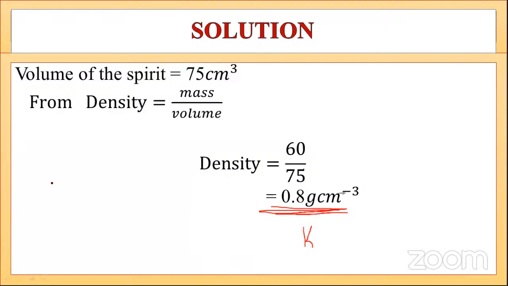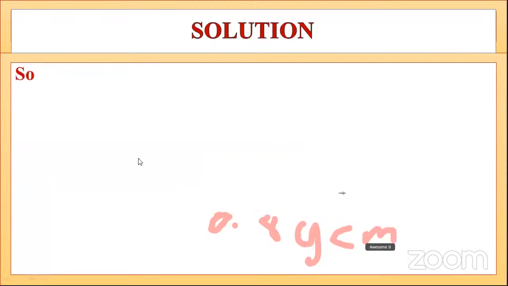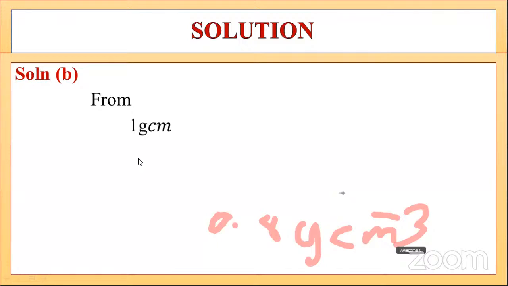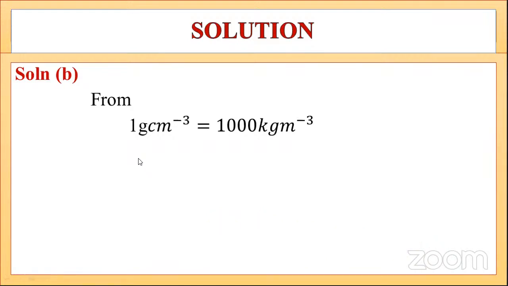Remember we said 1 gram per centimeter cubed equals 1,000 kilograms per meter cubed. Who can tell us what 0.8 grams per centimeter cubed will be equal to? Somebody should raise up their hand. If 1 gram per centimeter cubed is 1,000 kilograms per meter cubed, what about 0.8 grams per centimeter cubed?